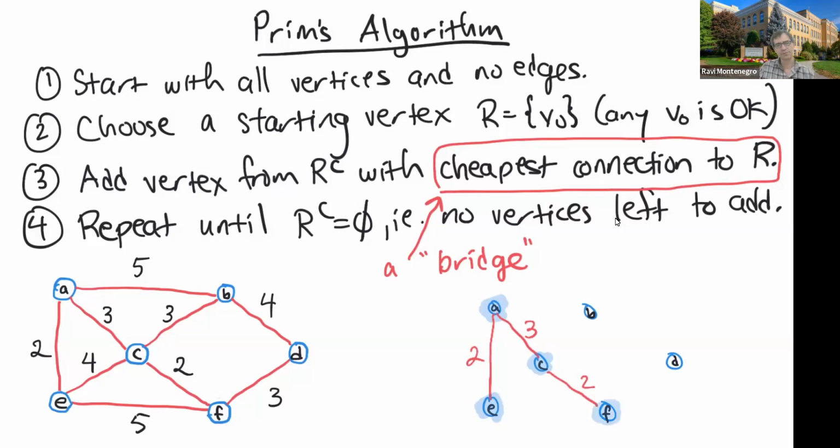Okay, now we're continuing this process. I can go to either B or D. So I'll throw in all the possible edges. I could connect by a 5, by a 3, by a 3. Notice I did not put the edge in between there because that is not connecting the blue dots to the not blue dots, R complement to R.